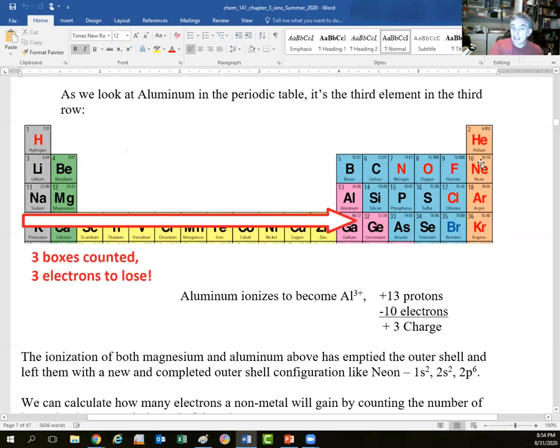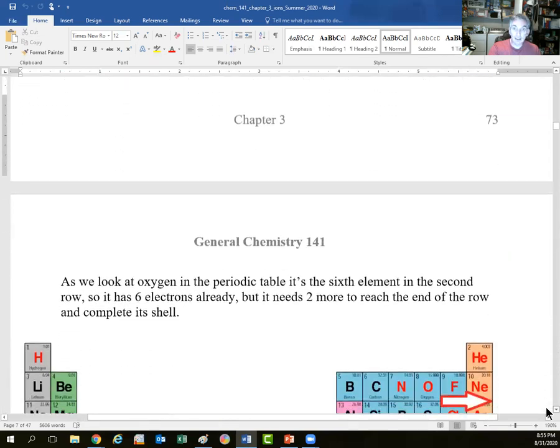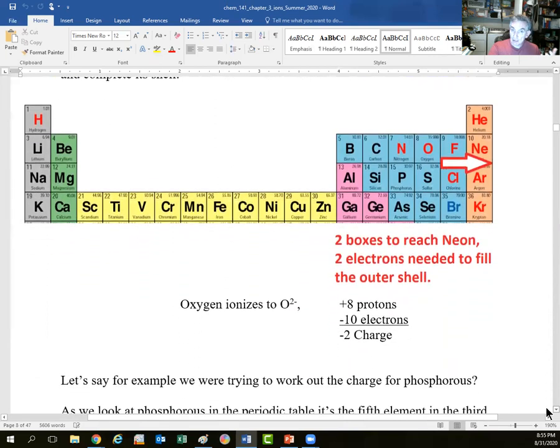It's still an ion of aluminium because it's got 13 protons, but its electron count looks like neon with a completed second shell. Again, 13 positively charged protons compared to just 10 negatively charged electrons. It gives us a charge of 3+. So the metals empty their shell, and we can read that off the periodic table given the position of the element each time.